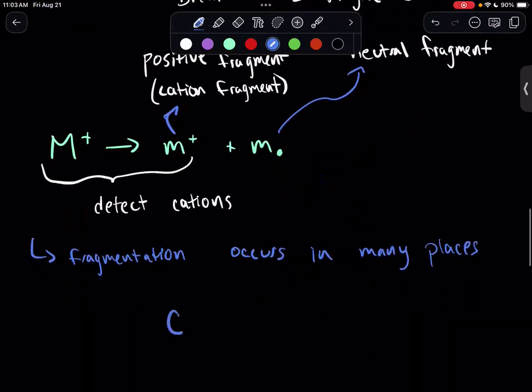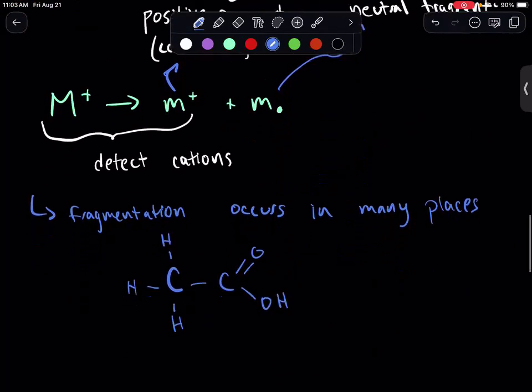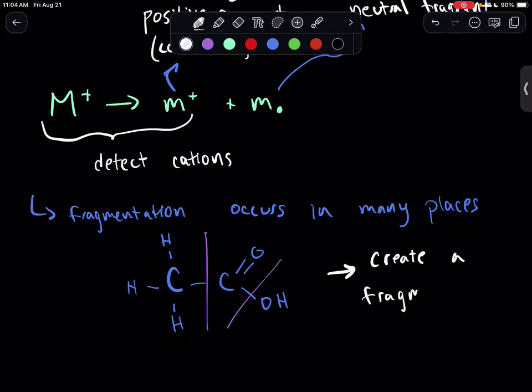But if we think of ethanoic acid, I'm going to draw it out here. We can actually have fragmentation occur right between the carbons. We can have fragmentation occur between the hydroxide. So we can get different fragments of different sizes that will show up as different things. Because it occurs in many places, and because mass spec only detects positive fragments, this will create a fragmentation pattern.